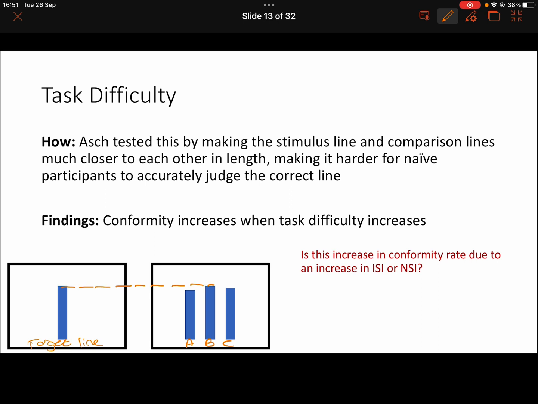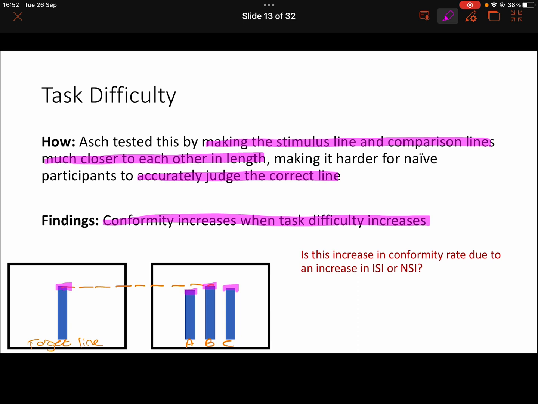But this task was much, much harder compared to the original task that participants were required to do in the baseline study. So in order to make this task harder, Asch made the stimulus line and the comparison lines much closer to each other in length. We can see that it's much, much harder to tell now which of these is the same line as the target line. This makes it harder to accurately judge. And we find that conformity increases when task difficulty increases.